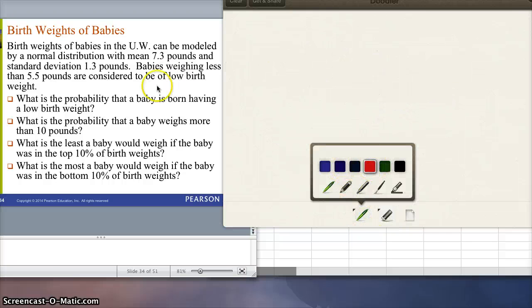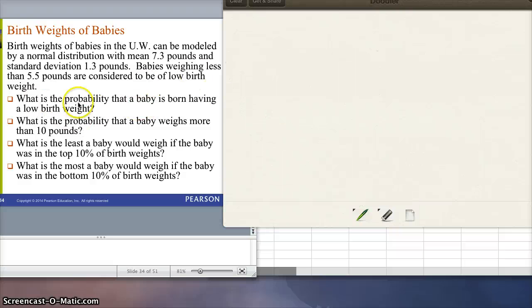Let me erase what I have here, or maybe just get a new piece of paper. Again, we're looking for these probabilities. So we're going to draw the curve first, even though the problem doesn't tell me to. We can label it if we'd like. Here's the mean of 7.3 and then three marks on each side. Then we add and subtract the 1.3 for each of those marks. Now I have my normal curve all labeled.